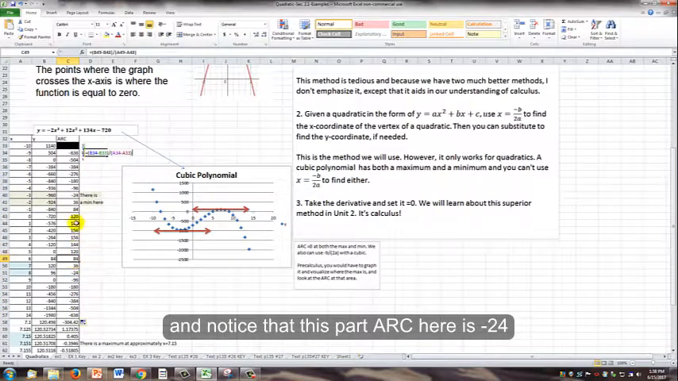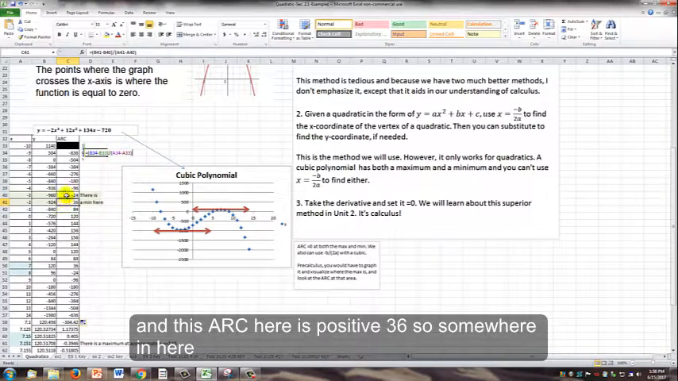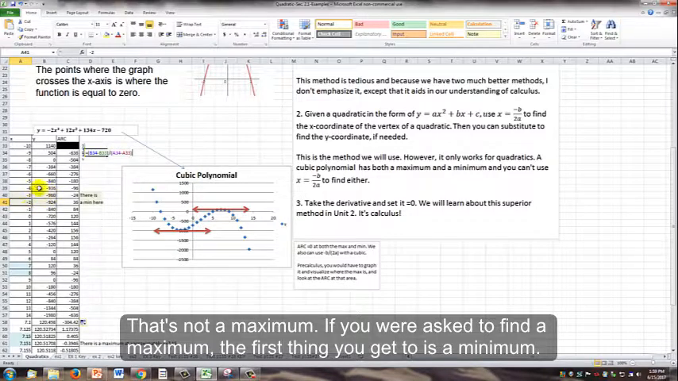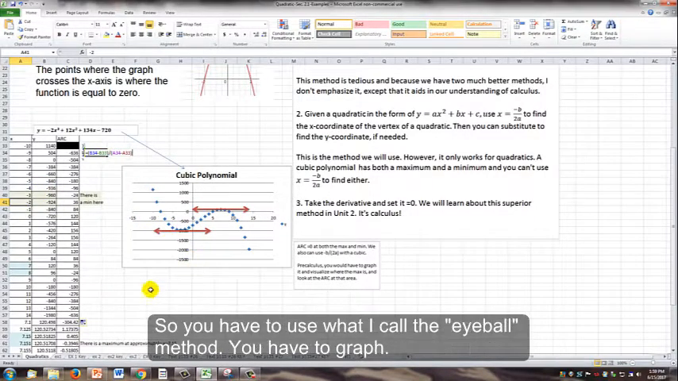and notice that this arc here is negative 24 and this arc here is positive 36. So somewhere in here is an arc of 0 between negative 3 and negative 2. But here's the problem. That's not a maximum. If you were asked to find the maximum, the first thing you get to is a minimum. So you have to use what I call the eyeball method.